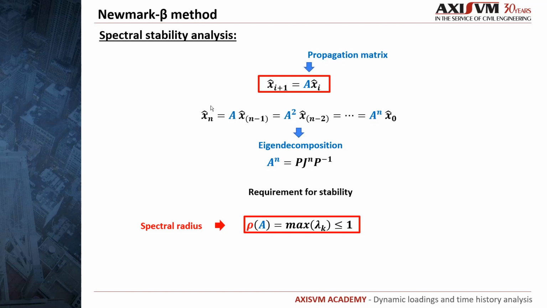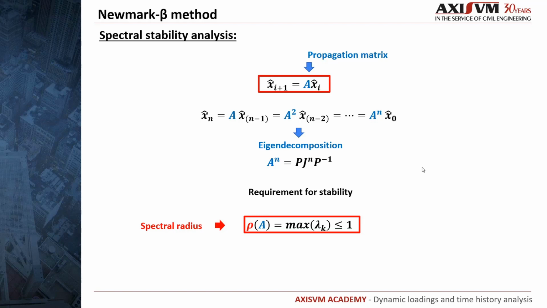If we have a series of time steps, this propagation matrix is multiplied by itself many times. The propagation matrix to the power of n can be described with eigendecomposition, where P contains the eigenvectors and J, the diagonal matrix, represents the eigenvalues of the propagation matrix. From this form, it is obvious that the propagation matrix is not constantly increasing only if the spectral radius, therefore the maximal absolute value of the eigenvalues, is smaller than 1.